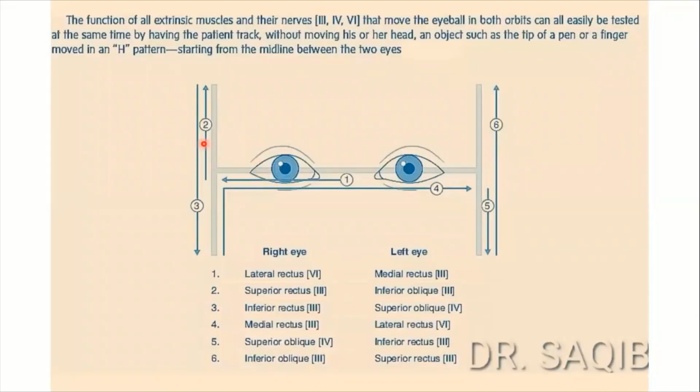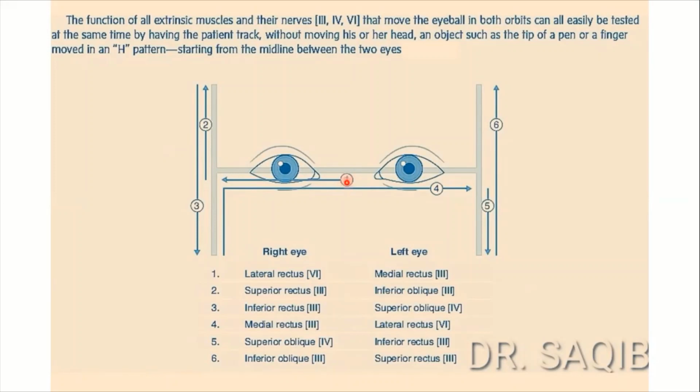So in the last, a very important H test. You see this H test. You follow this H pattern. The test, all the extraocular muscles, are tested with a single test, the H test, for which you can use a tip of a pen or a finger. You place it between the two eyes. The head of the patient is stationary. It will not move the head.